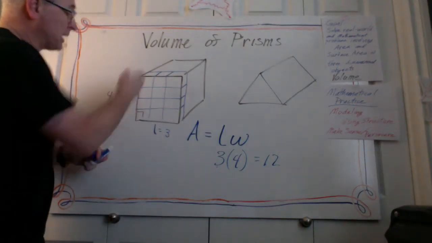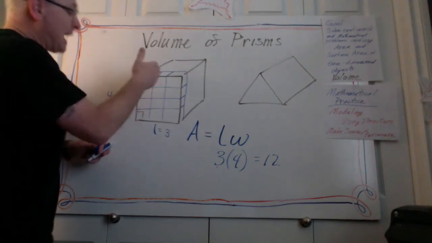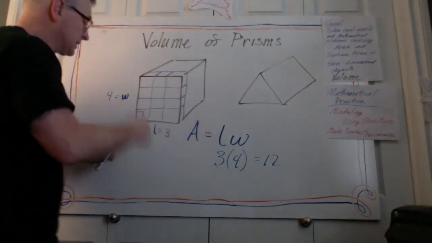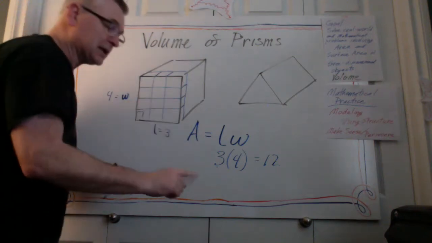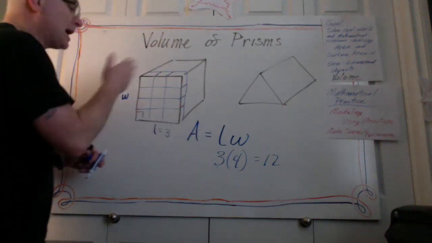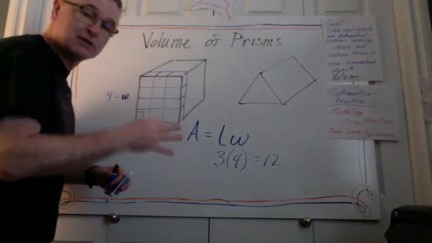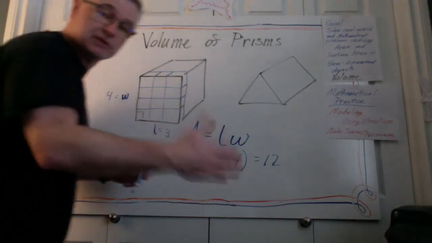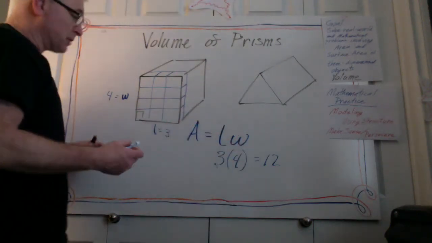Or we could look at it this way. There's a group of 4 here, and I have 3 of those groups. 3 groups of 4 is 12, because 4 added repeatedly 3 times is 4 times 3, because repeated addition is multiplication. That's what multiplication is, a repeated addition of the same number.